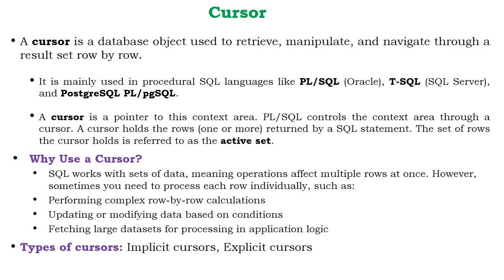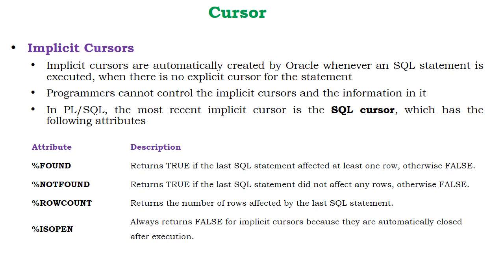And the next one is the types of cursor. There are two types of cursor, implicit cursor and explicit cursor. We'll discuss them with examples. Implicit cursors are automatically created by Oracle whenever an SQL statement is executed. So here the programmer cannot control the implicit cursor.